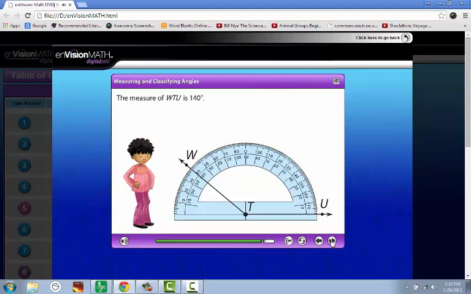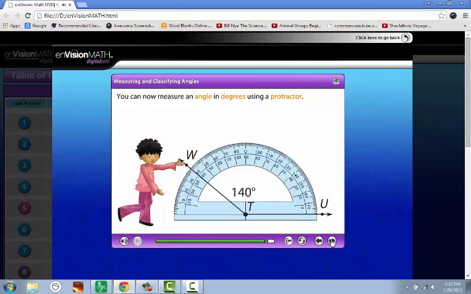The measure of WTU is 140 degrees. You can now measure an angle in degrees using a protractor.